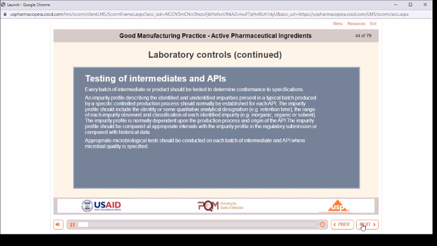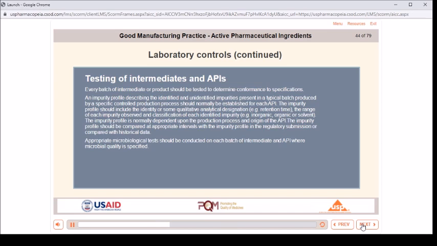Laboratory controls. Continued. Testing of intermediates and APIs. Every batch of intermediate or product should be tested to determine conformance to specifications. An impurity profile describing the identified and unidentified impurities present in a typical batch produced by a specific controlled production process should normally be established for each API.